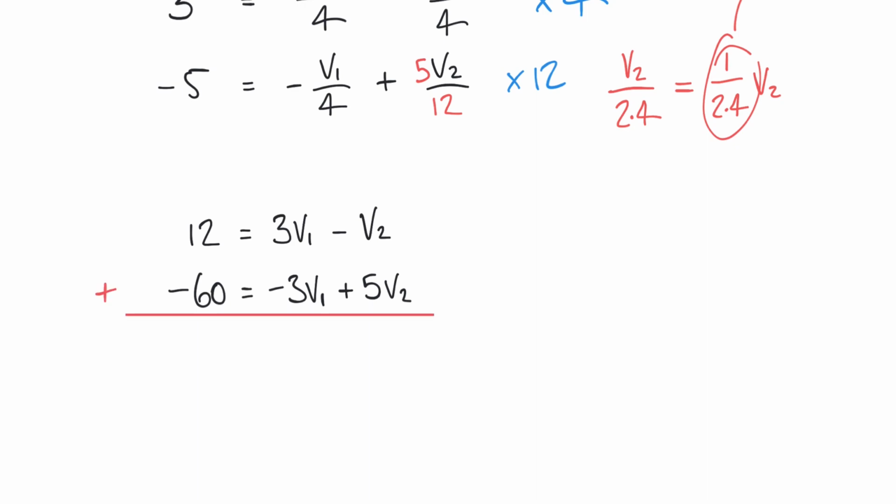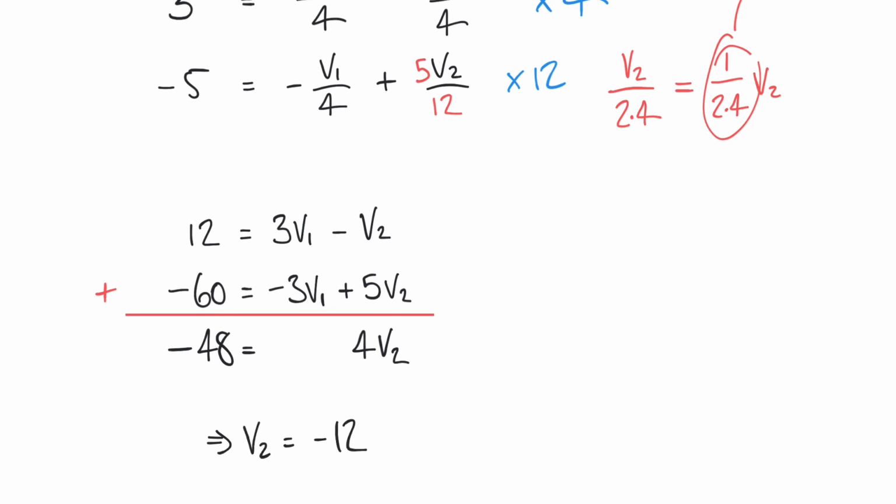And so when we add the left-hand side, 12 plus minus 60, we end up with minus 48. When we add the right-hand sides, these v1 terms are going to cancel. We're left with minus v2 plus 5v2, and that gives us 4v2. And so we have minus 48 equals 4v2. And that means that v2 is going to be minus 12, dividing both sides by 4 there.